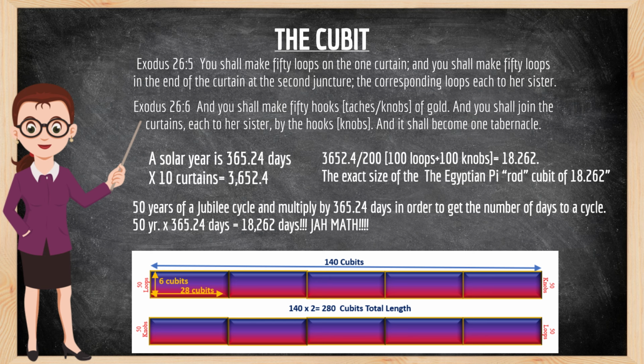So now here's a little more fun math. Now we're going to take the 50 years of a Jubilee cycle and multiply it by 365.24 days in order to get the number of days to a Jubilee cycle. We take 50 years, multiply that by the 365.24, and that gives us a sum of 18,262 days. Wow. Now that is math.